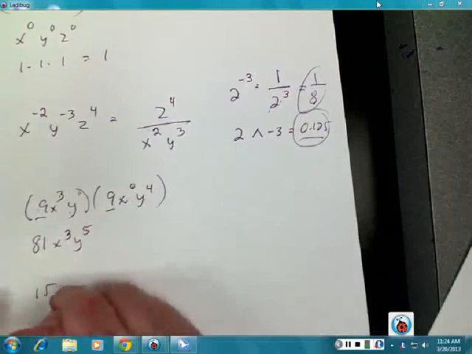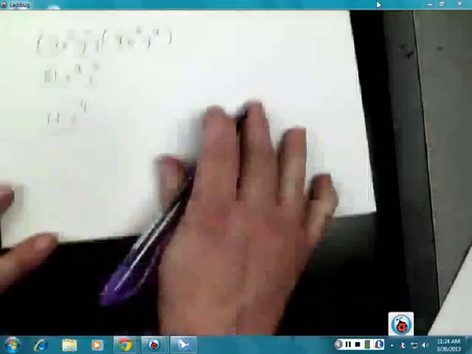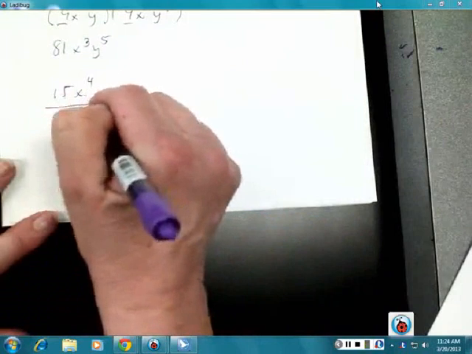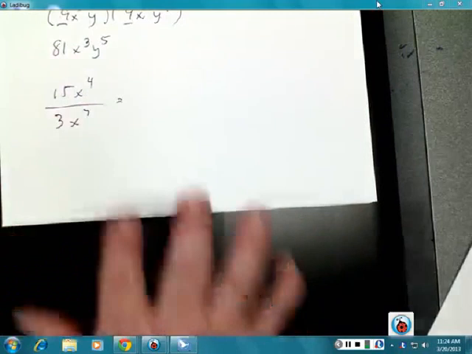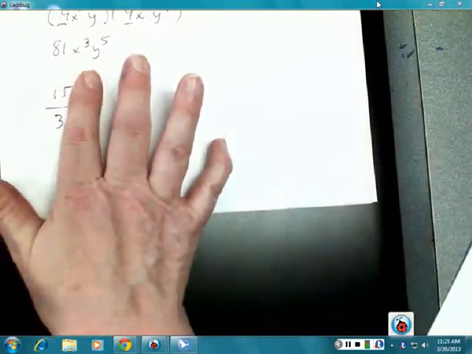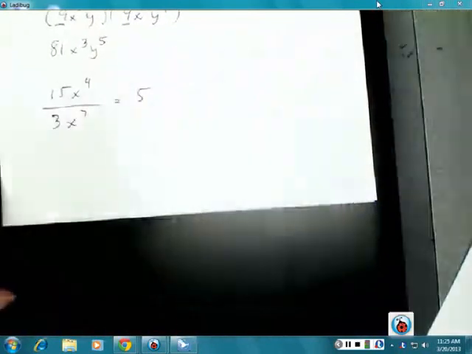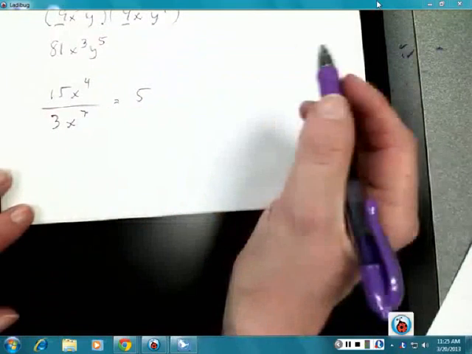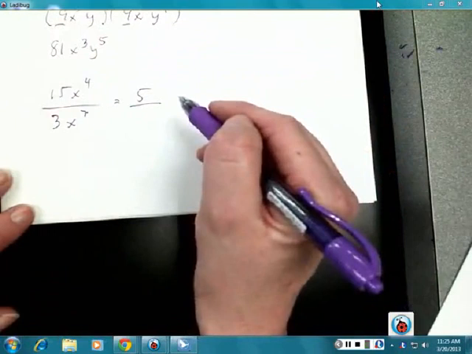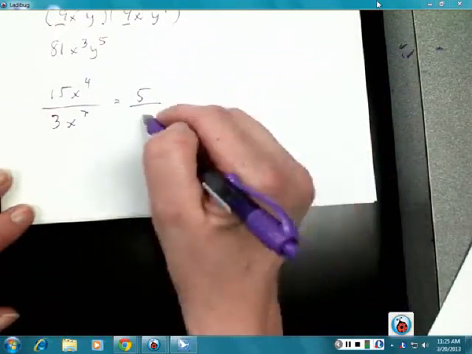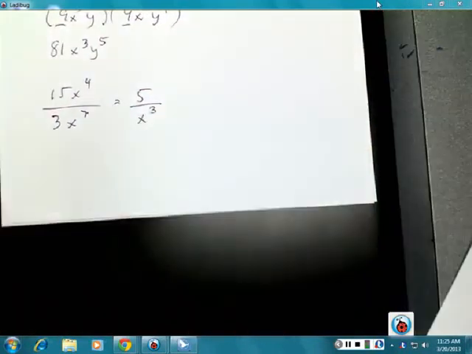What about this one? 15x to the 4th all over 3x to the 7th. What will that one be? And again, because I've got numbers, I need to work with those. So 15 divided by 3 is 5. Okay. x to the 4th and x to the 7th. x to the third, 5x to the third. No. Whoa. Wouldn't it be on the bottom though? Yep. x to the third on the bottom. Okay, wait. So why don't you have a 15 and a 3 on the bottom?